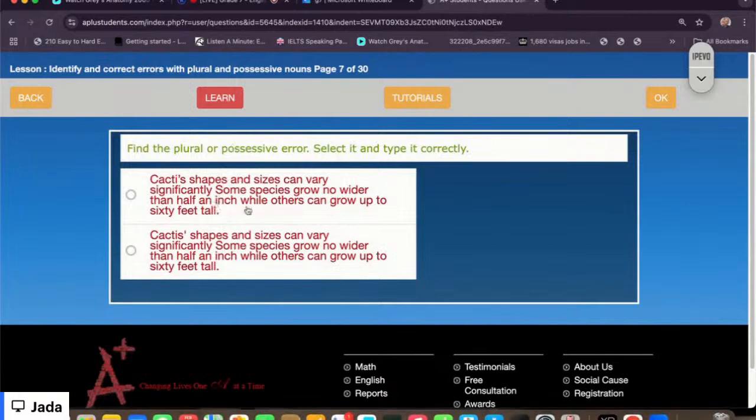Alright, so cactus shapes and sizes can vary significantly. Some species grow no wider than half an inch, while others can grow up to 60 feet tall. So, which of this is the correct one here?